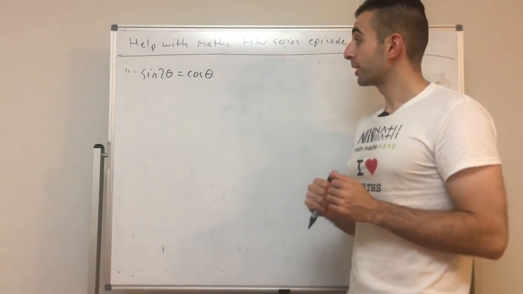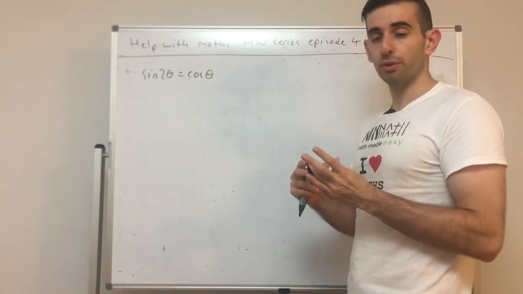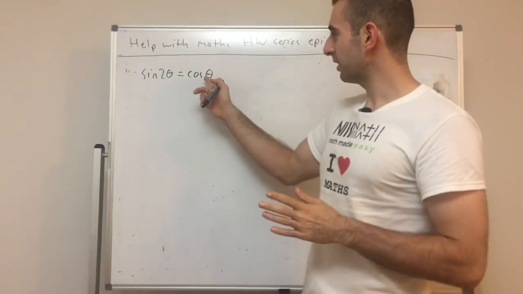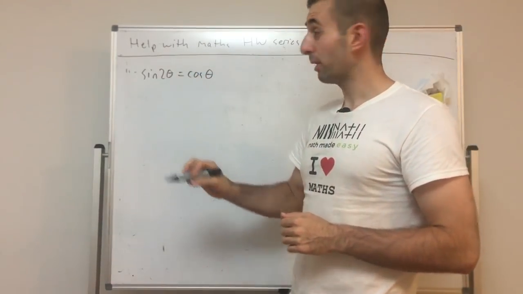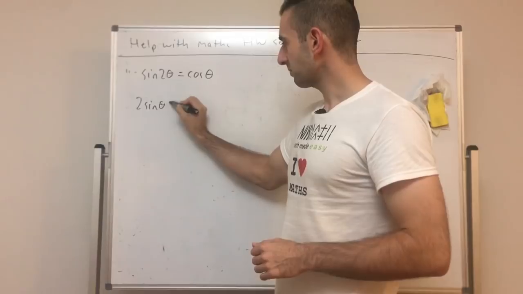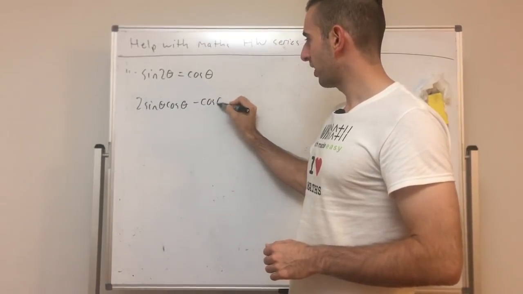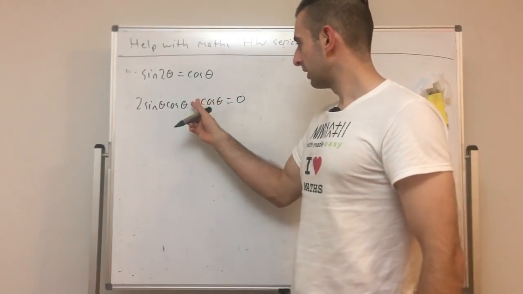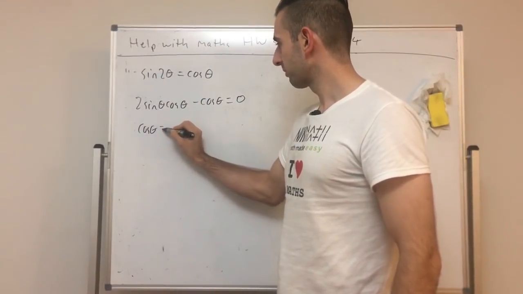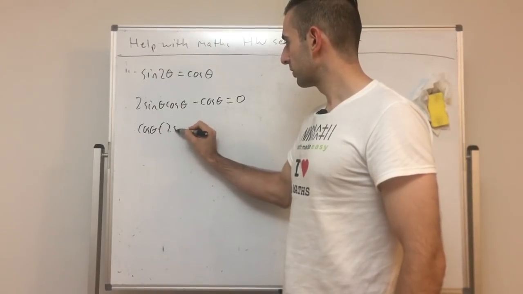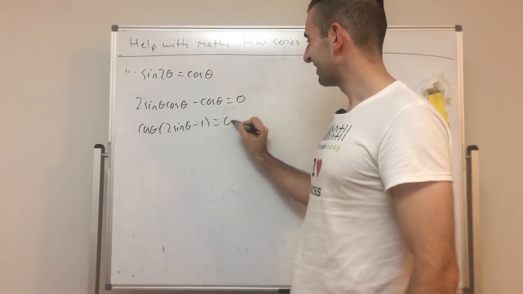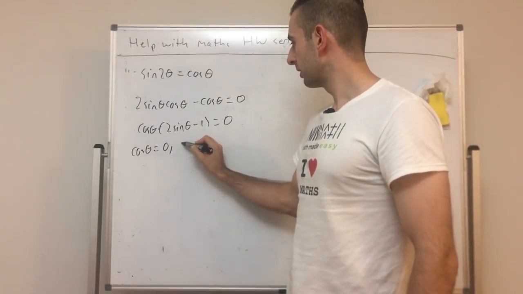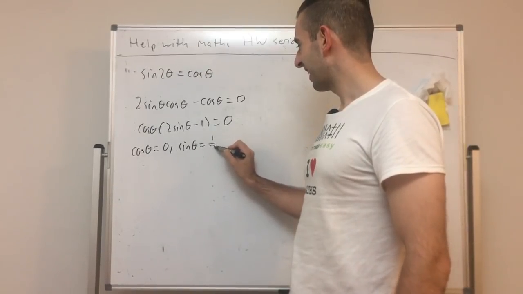So the first way we deal with trig equations is we try to solve them by factorizing. So we want to sub in the double angle identity here, 2 sine theta cos theta, bring the cos theta over. That way we can factorize it out and solve it that way. So if I take cos theta out, that's 2 sine theta minus 1 equals 0. Then this turns into cos theta equals 0, sine theta equals a half.